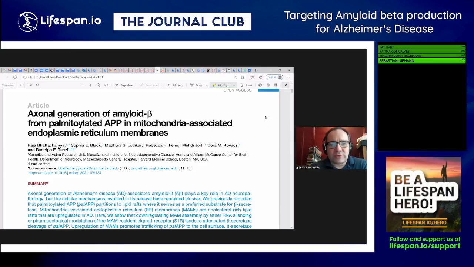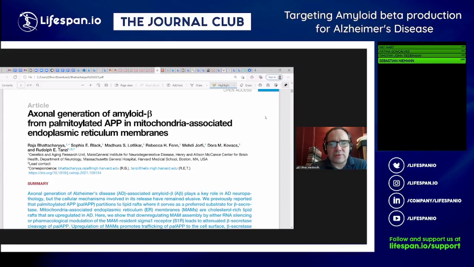And the question that they're answering here is basically, how do these amyloid beta plaques actually get out of axons, right? Because, so this is Bhattacharya et al. I'm going to just stop sharing here.